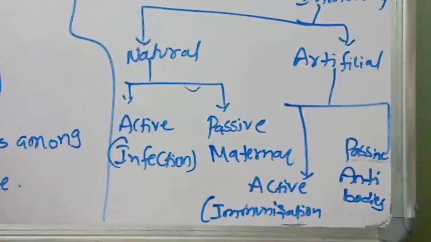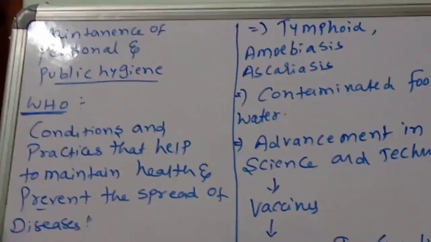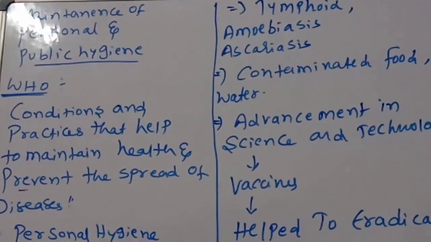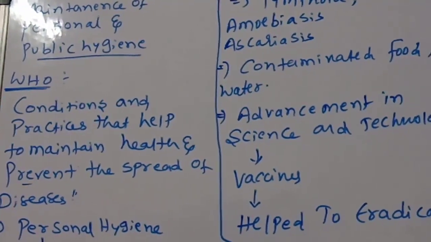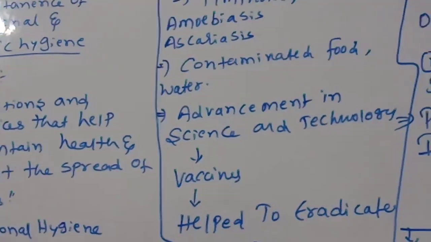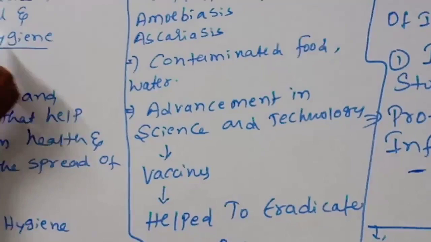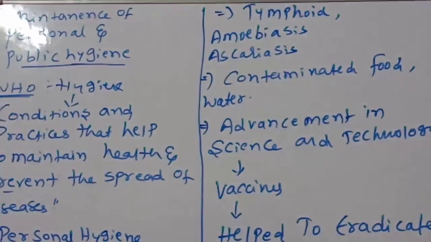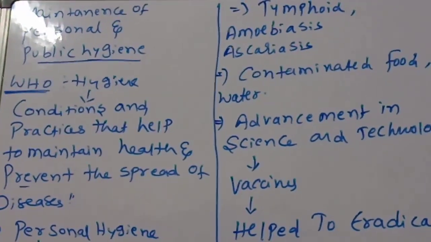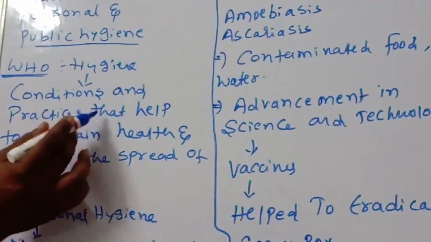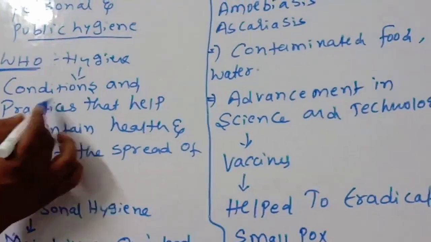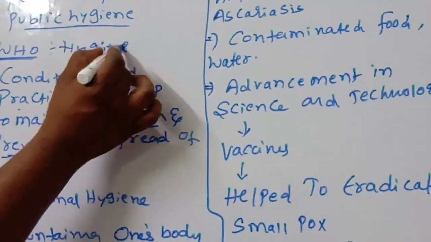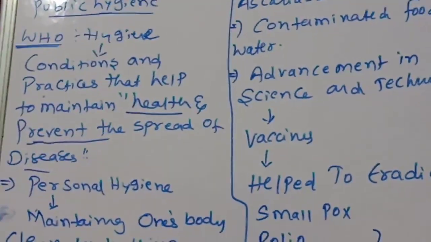Okay children, observe very carefully. Maintenance of personal and public hygiene: when you maintain your personal hygienic conditions, you can avoid and protect yourself from diseases. What is hygiene? The World Health Organization defines hygiene as conditions and practices that help to maintain health and prevent the spread of disease.